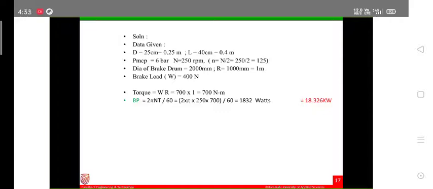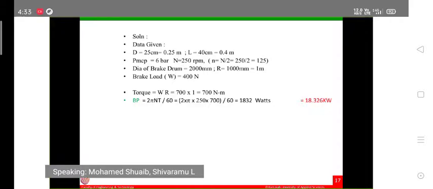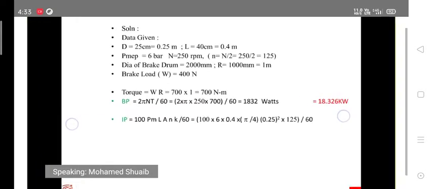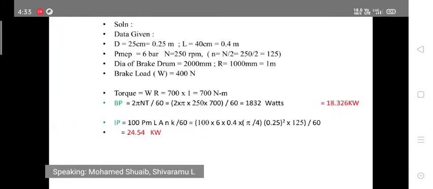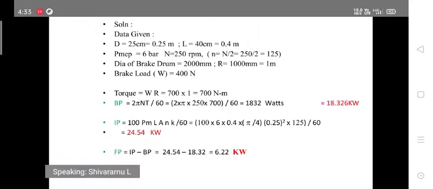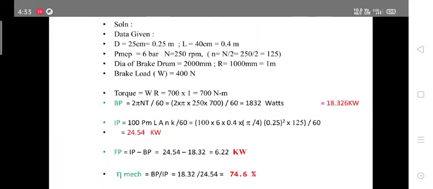I think the right answers, whatever you have told, please recheck. And then indicated power, here they have got 24.54 kilowatt. Power is 6.22. The mechanical efficiency is, yeah, I think you guys have told right, 74.6%. I think similar kinds of problems will be there.